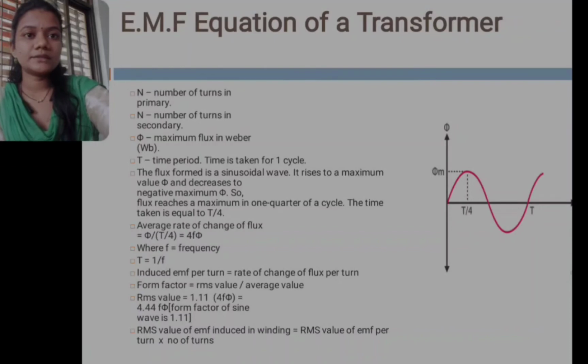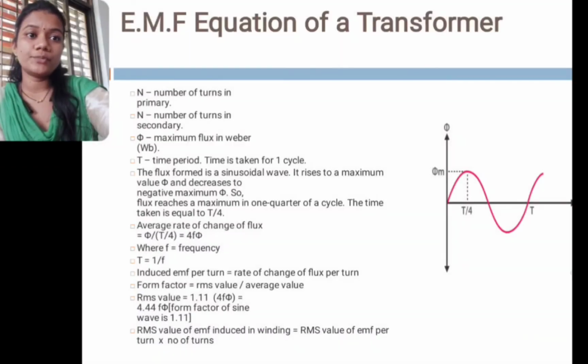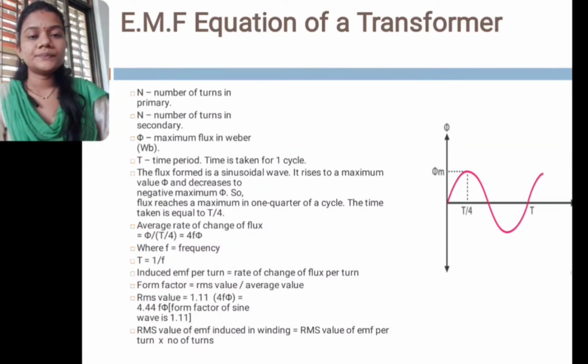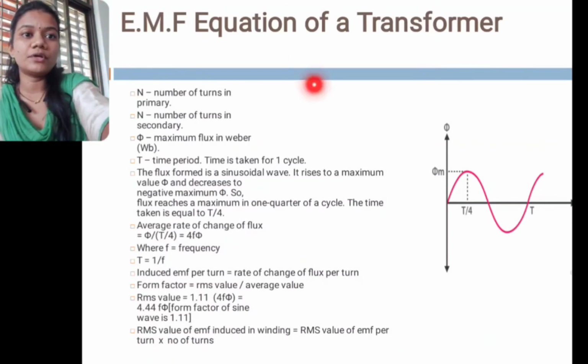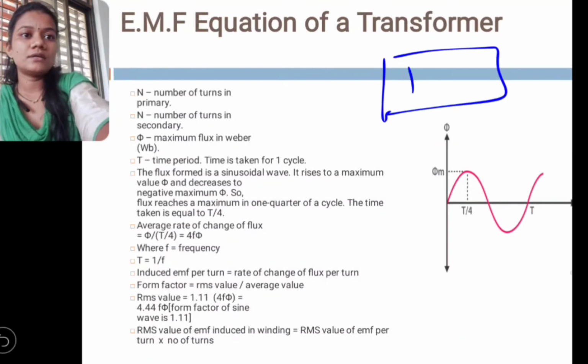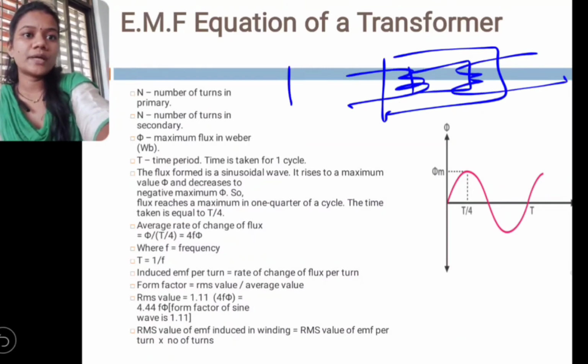Now next is the EMF equation of transformer. It is also one of the important points in this chapter. As we know, we have seen the primary windings, or the primary turns, which we can call N1. This is our transformer. So this is the primary, which we call N1, and for the secondary we call it N2.